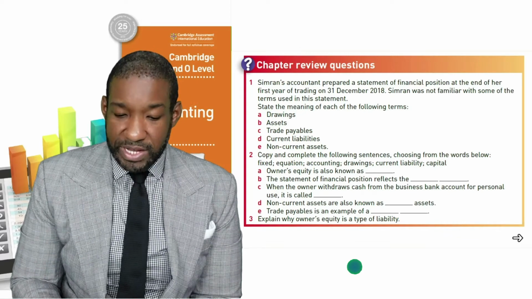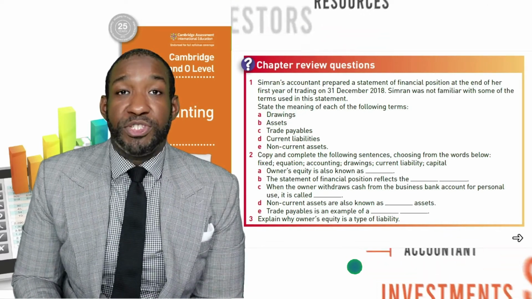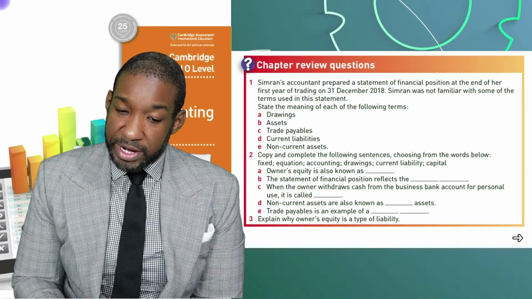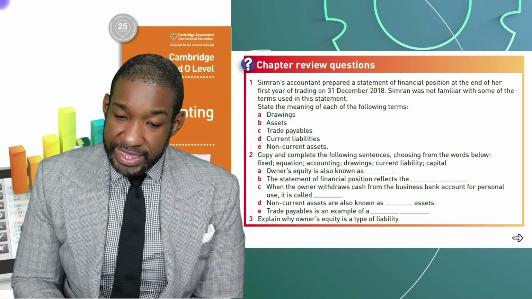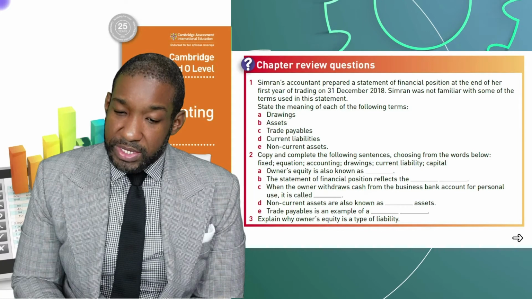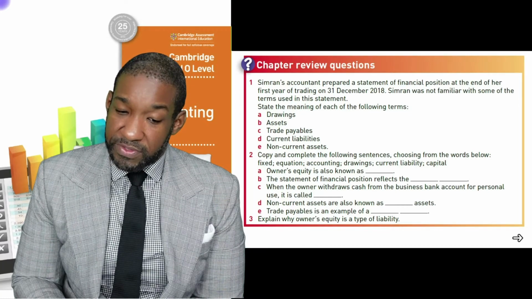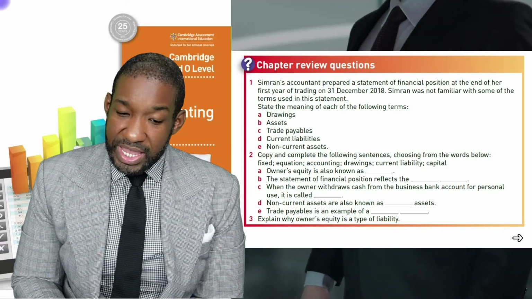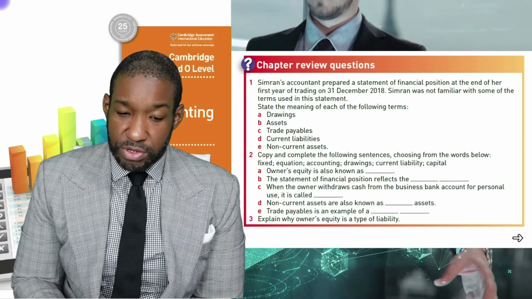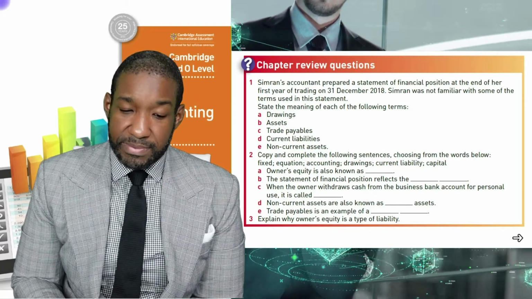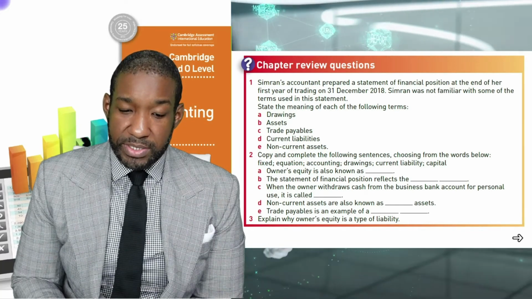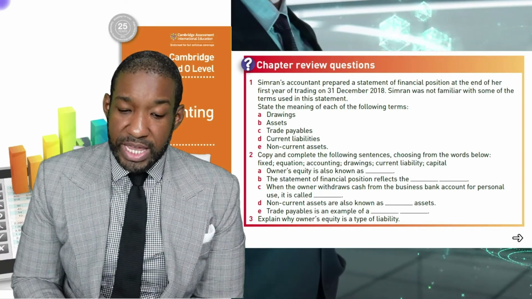Now that those exam style questions are over, here are some chapter review questions. So the first one, Simran's accountant prepared a statement of financial position at the end of her first year of trading on the 31st of December 2018. Simran was not familiar with some of the terms used in this statement. State the meaning of each of the following terms. A. Drawings. B. Assets. C. Trade payables. D. Current liabilities. E. Non-current assets.